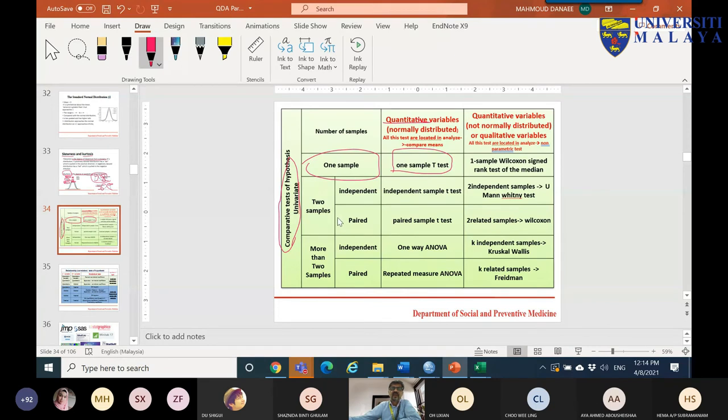So now we move to the second test. You have two samples. Two samples can be independent or paired. We want to compare two samples, two groups. Can you tell me what is the difference between independent and paired samples?